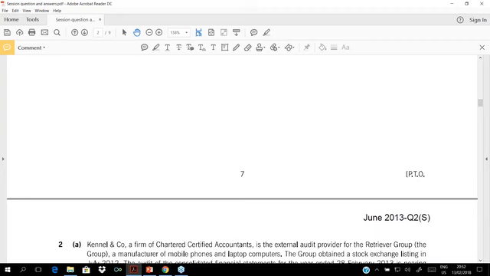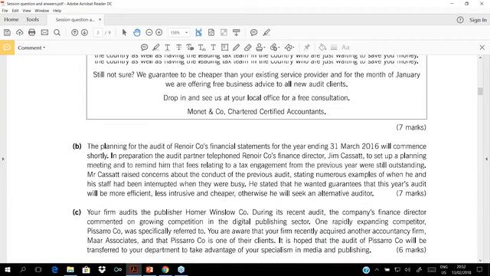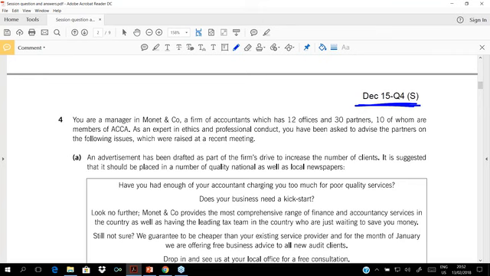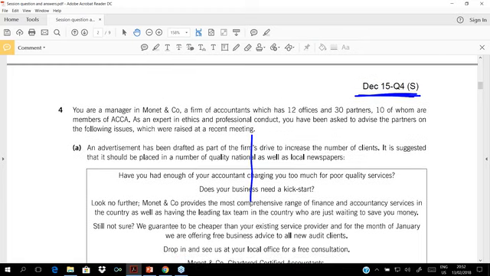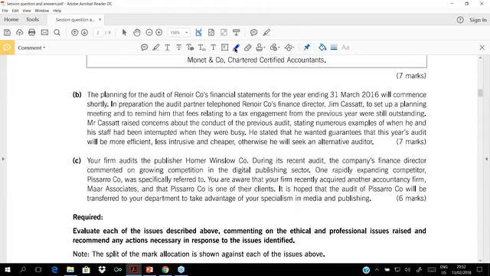Okay, one last thing quickly. If I look at this paper, December 15, question number 4, let's find something from this case. One last example, positive, negative. I'm reading the B part. It says, the planning for the audit of Renoir Company's financial statements will commence shortly. In preparation for what? In preparation for the planning, right?